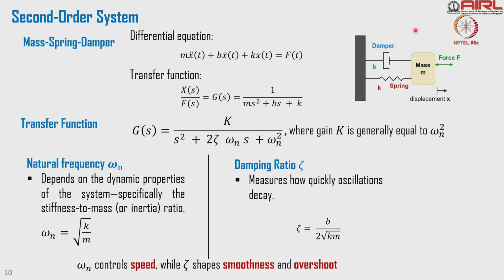If you look at omega n, it typically controls the speed, while zeta shapes the smoothness and overshoot. It is more about the shape of the response, whereas omega n controls the speed of the response.